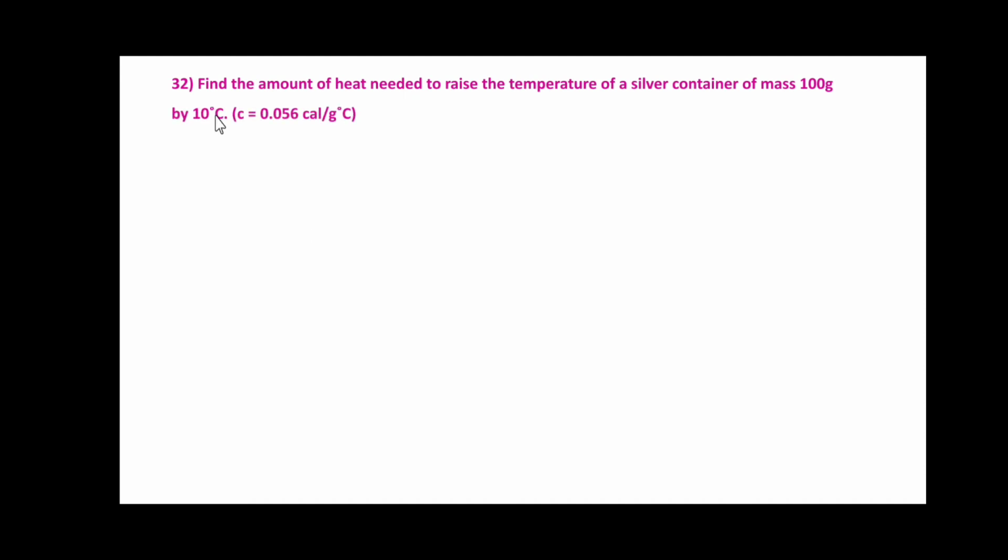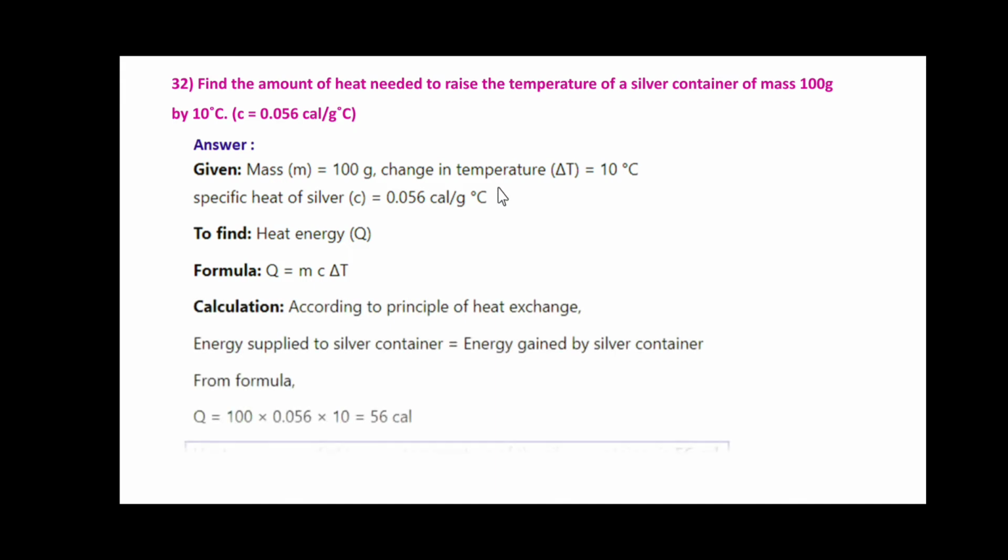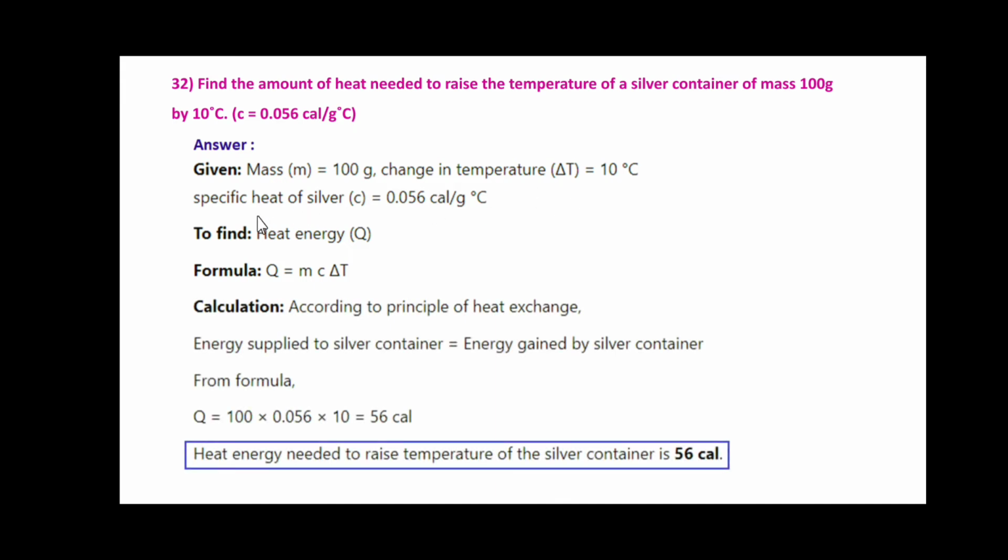Next question is, find the amount of heat needed to raise the temperature of a silver container of mass 100 gram by 10 degrees Celsius. Here c is 0.056 calorie per gram degree Celsius. Given things are, mass m is equal to 100 gram, change in temperature delta T is 10 degrees Celsius, specific heat of silver is 0.056 calorie per gram degree Celsius. Here we have to find out the heat energy.